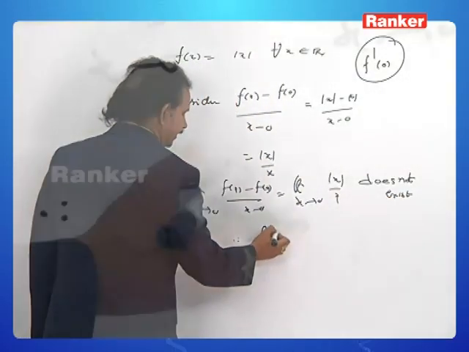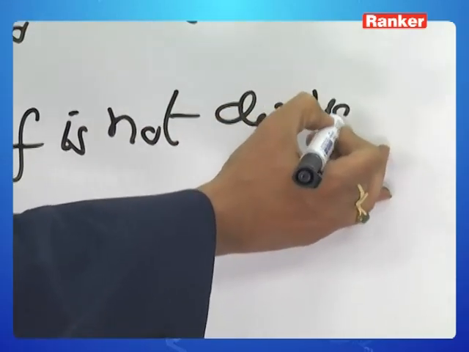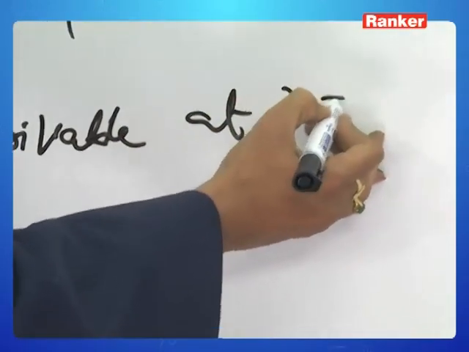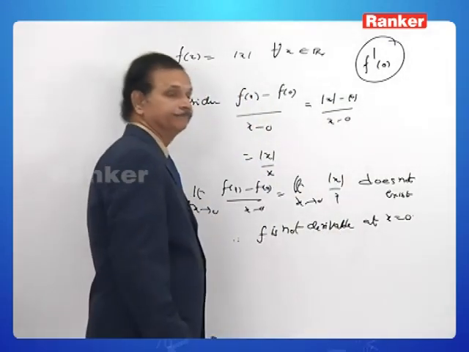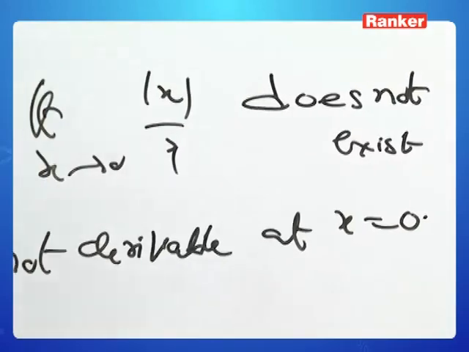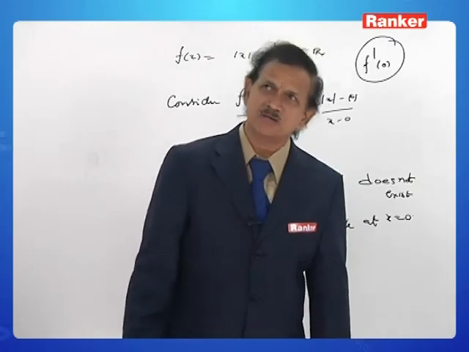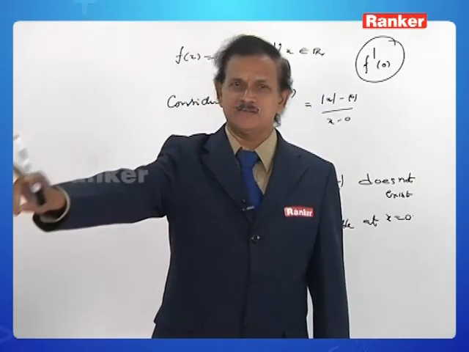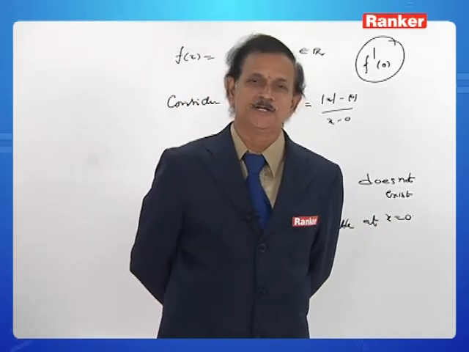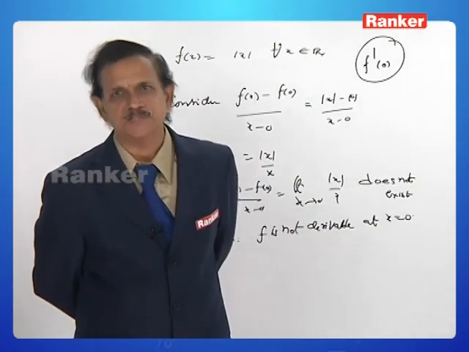Therefore, f is not derivable at x equal to 0. That is a beautiful example to say that the converse of the previous result is not true. What is the previous result? If f is derivable, then it is continuous. The converse: f is continuous need not imply f is derivable. So continuity need not imply derivability, whereas derivability implies continuity.